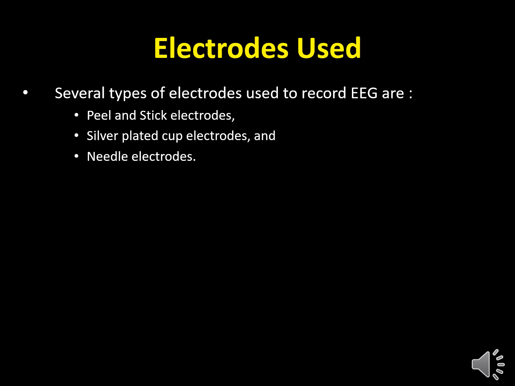These include peel and stick electrodes, silver-plated cup electrodes, and needle electrodes. EEG electrodes are smaller in size than ECG electrodes. They may be applied separately to the scalp or may be mounted in special bands which can be placed on the patient's head. If electrodes are intended to be used under the skin of the scalp, needle electrodes are used. They offer the advantage of reducing movement artifacts.